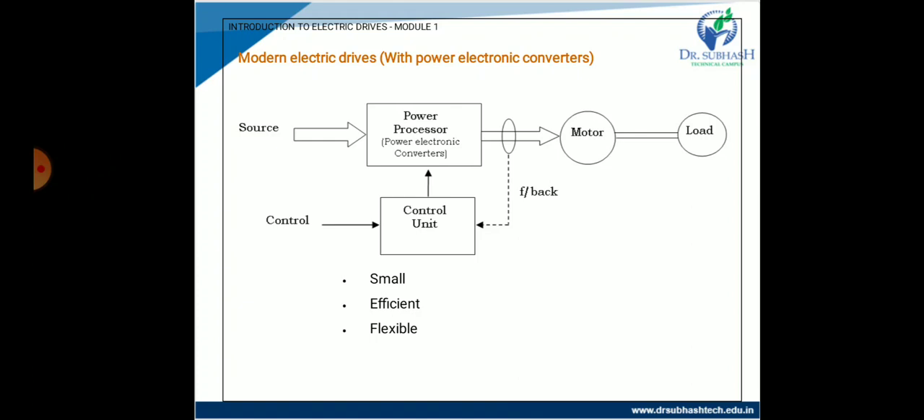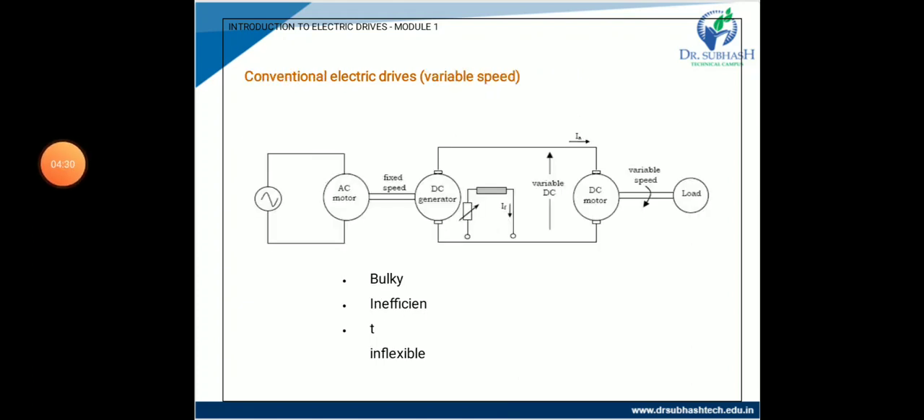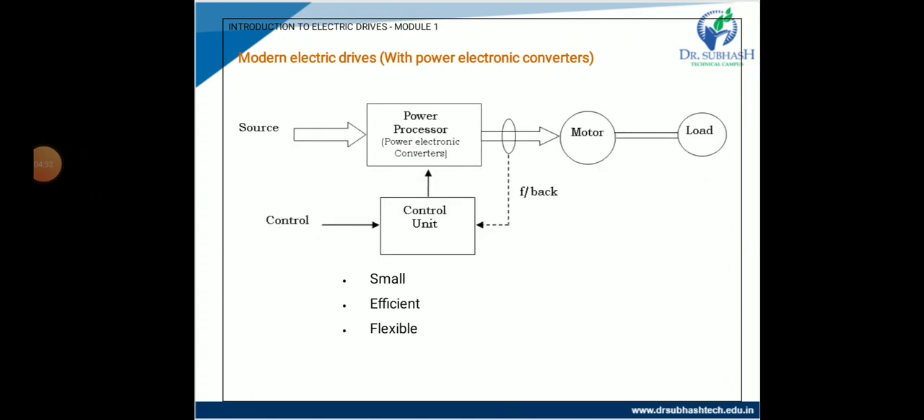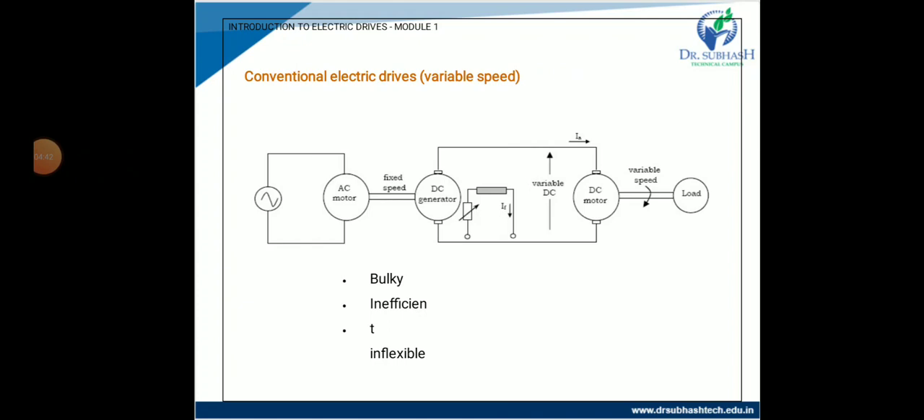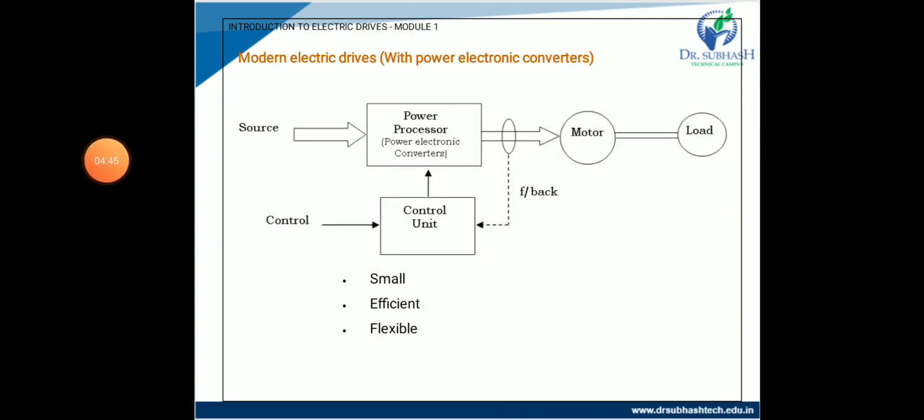So this is the phenomenon. The source is directly applied to the power electronics converter, then there is feedback and feedback control. After controlling the power electronics converter, its supply is given to the motor, and the variable speed is given to the load. So in this, it is not very bulky; it is efficient, flexible and small. The cost is also small, and the number of components compared to the conventional electric drive is very low. So we can easily control the speed of the motor.